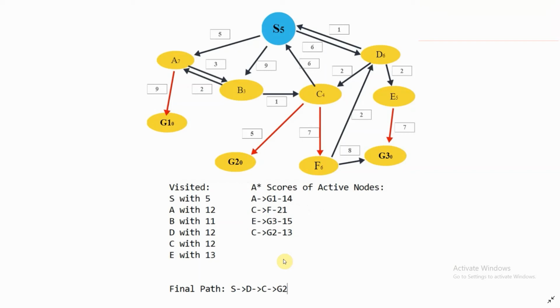Now G2 is one of our goal cities. So we have reached our goal. We didn't reach the other 2 goals, G1 or G3. We reached G2. And the path length from S to G2 was 8. And the path that we took was S to D to C to G2. This is how the A star search algorithm works.